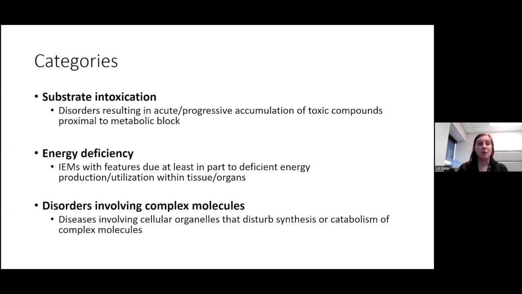The other category is energy deficiency. Those are where there's deficient energy production or utilization, so not able to create or utilize ATP appropriately in tissues and organ systems. And then last, there are disorders involving complex molecules. Those are diseases involving cellular organelles that disturb synthesis or catabolism of complex molecules. Those are in your lysosomes or your peroxisomes, things like that.